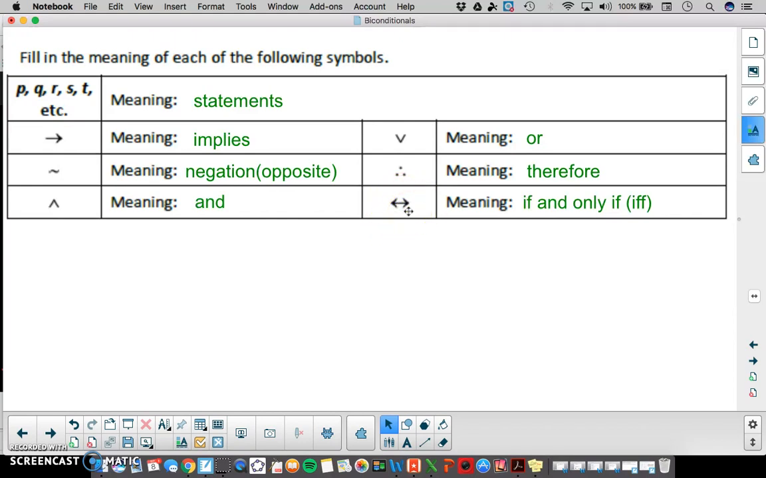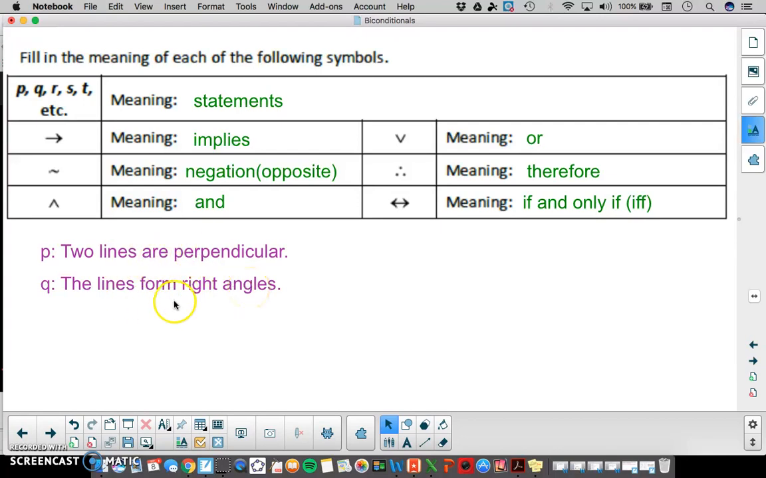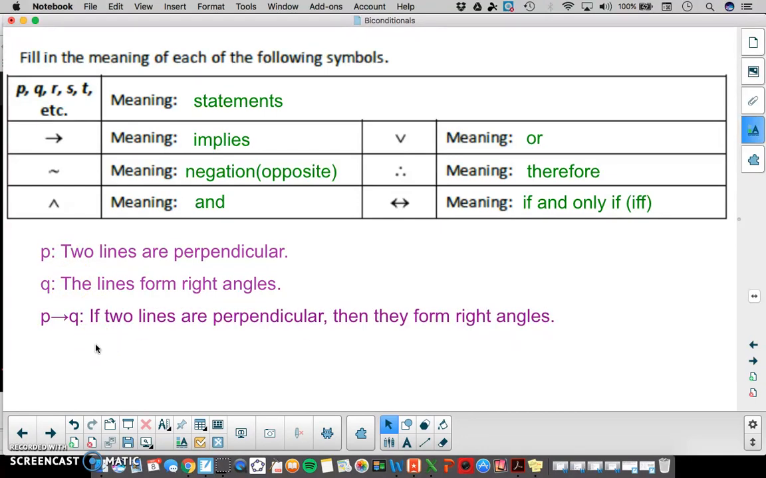So let's determine what a biconditional is. We're going to first consider the statements P, which is two lines are perpendicular, and Q, that the lines form right angles. We're going to put this in conditional form. P is going to be the hypothesis, Q is going to be the conclusion. If two lines are perpendicular, then they form right angles. That is the statement P implies Q. We're going to use this statement to see if we can write a biconditional statement.